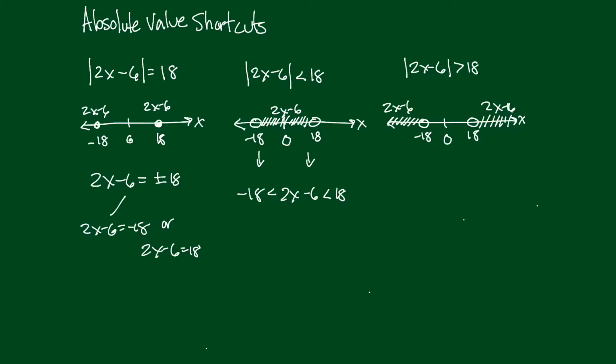So here's where we are then. We have the 2x minus 6 is to the left of negative 18, or the 2x minus 6 is to the right of positive 18. So here's the shortcut. If you have an absolute value greater than a number, you drop the absolute values, and then I take this number, put it negative, going this direction, with an arrow on the left, and positive going to the right.